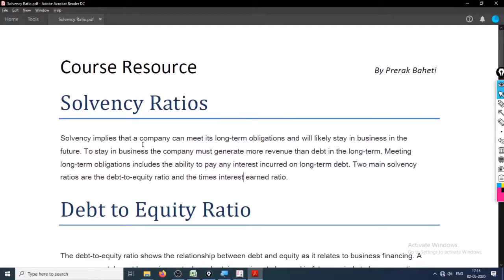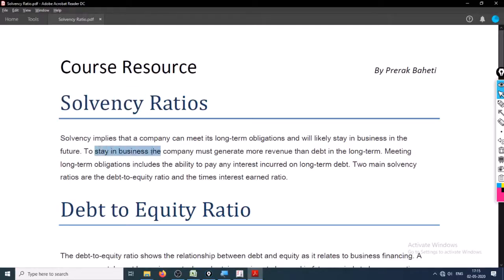Hi, the next in line is solvency ratio, and as the name suggests, solvency implies the amount that the company can generate to meet its long-term obligation and will likely stay in business. That is, if the company wants to stay solvent. So this is basically the literal term solvency.